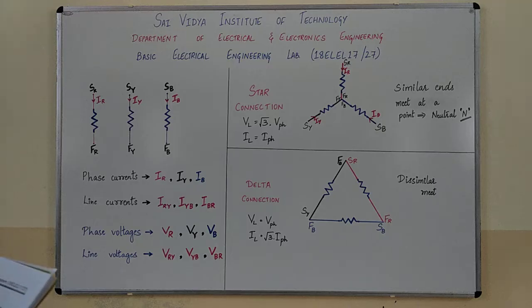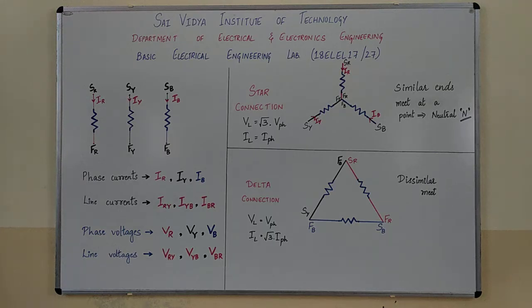The star connection is formed by connecting starting or terminating ends of all the three windings together at a point. This common point is called the neutral point. The remaining three ends are brought out for the supply connection. Star connection is preferred for long distance power transmission because it has a neutral point.